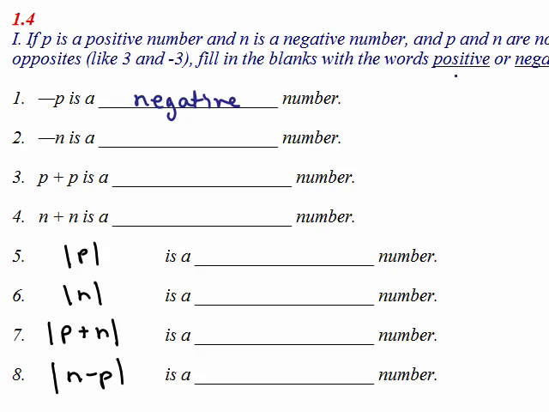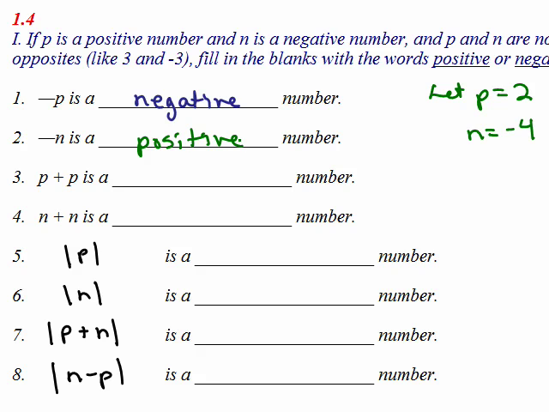Now, for instance, you could let P equal 2 and N equal negative 4 just to get an idea that this would be true. So if you had a minus in front of the P, you'd have negative P, you'd have negative 2. All right, how about negative N? Well, that's really saying the opposite of a negative number. So if N was negative 4, the opposite of that would be a positive number. So this will be positive.